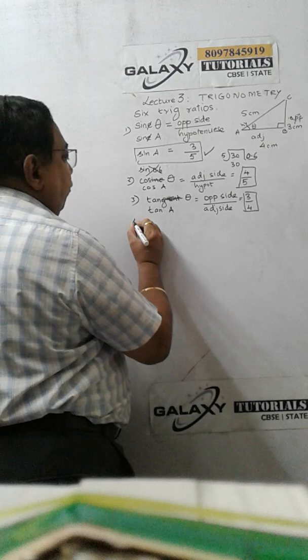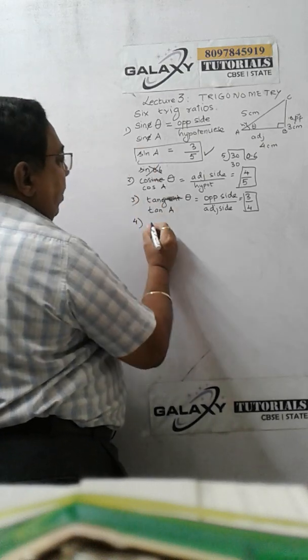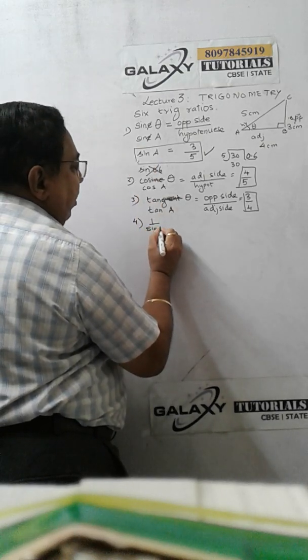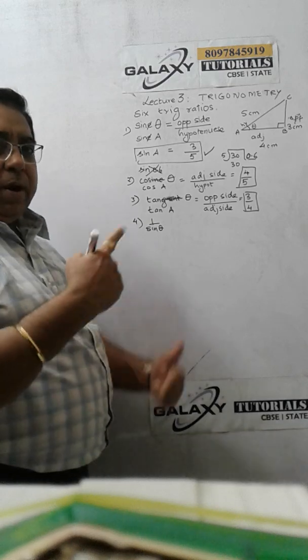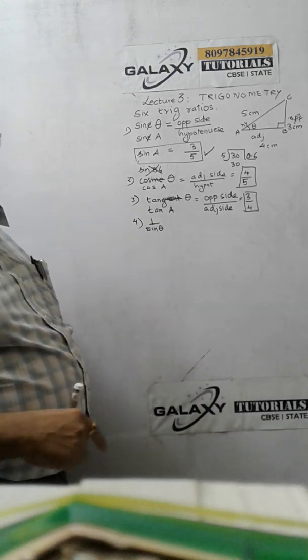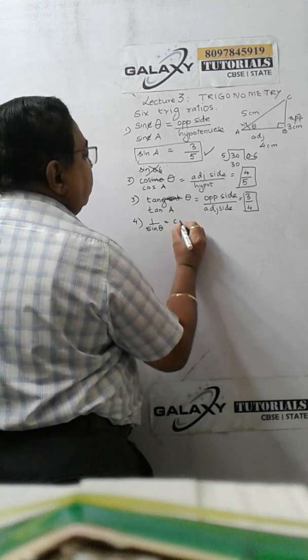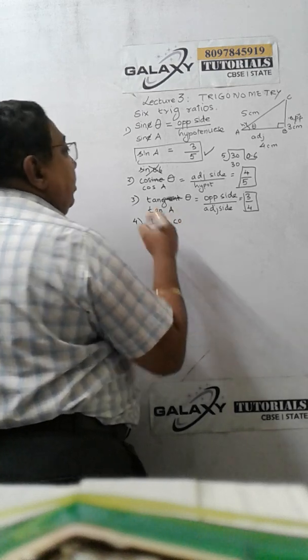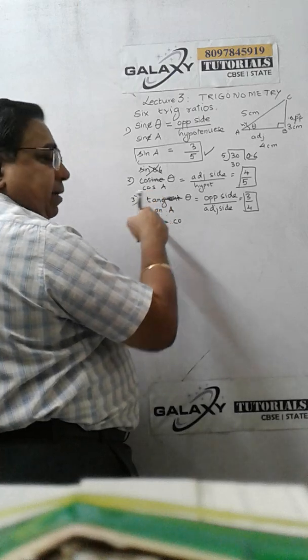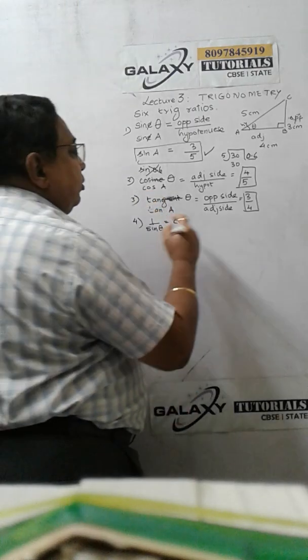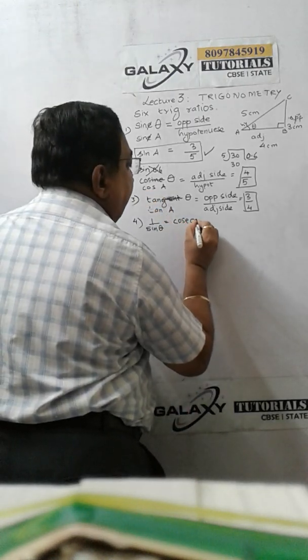Again, ratio 4 is the inverse. So 1 upon sine theta if I do. Inverse means 1 upon, the number goes down, upon 1. Okay, sine, cos, tan. Now this is defined as cosecant.